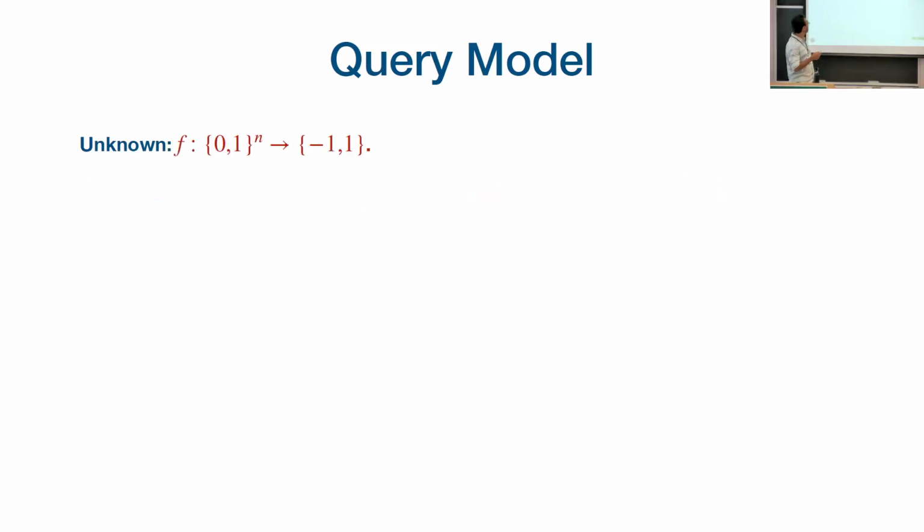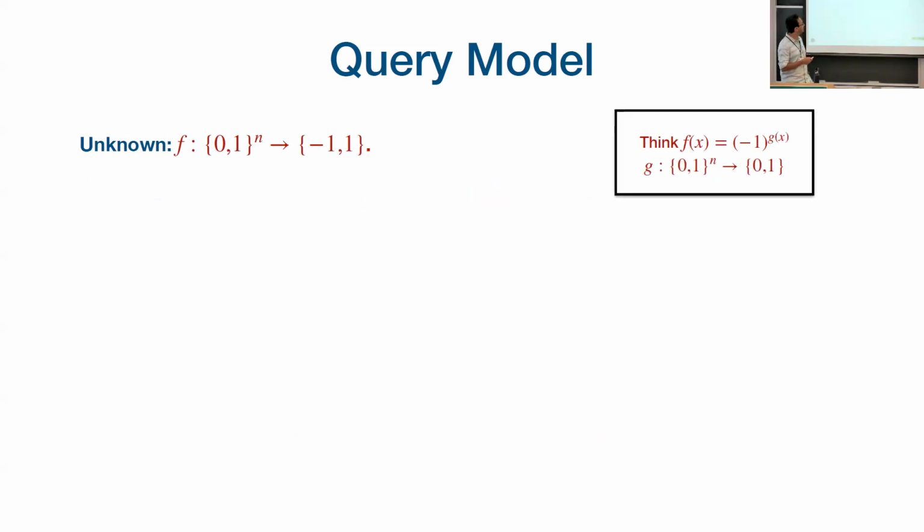So throughout this talk, I'll have some unknown function f from {0,1}^n to {-1,1}. And I'll have this convention that I'll always think of the inputs as 0,1 valued and the outputs as -1,1 valued. And this is just to simplify a lot of notation. And so you can think of f(x) as something like (-1)^g(x), where g is like your usual Boolean function, which you might be used to thinking about.